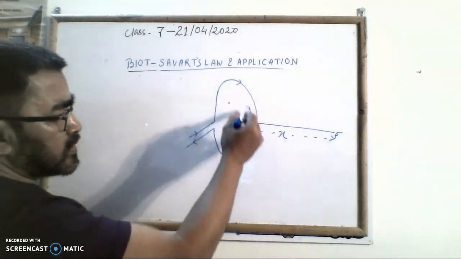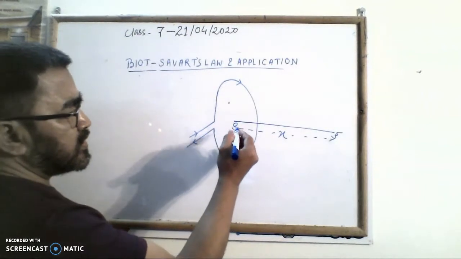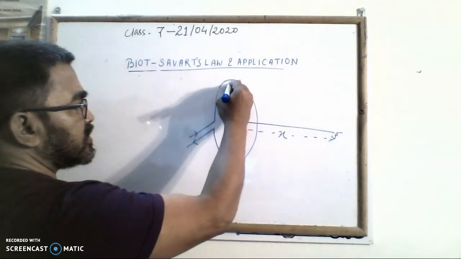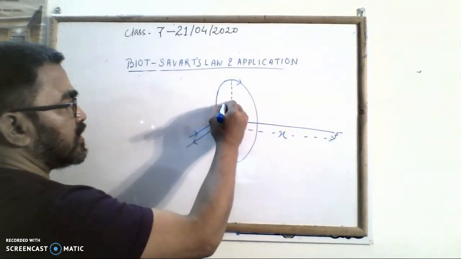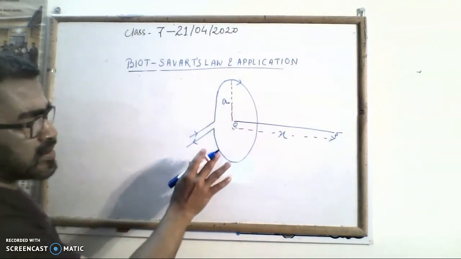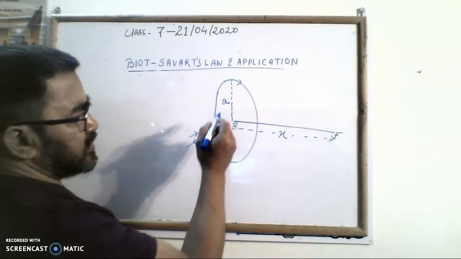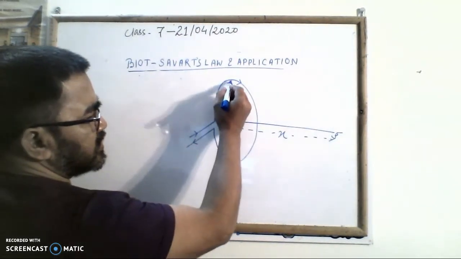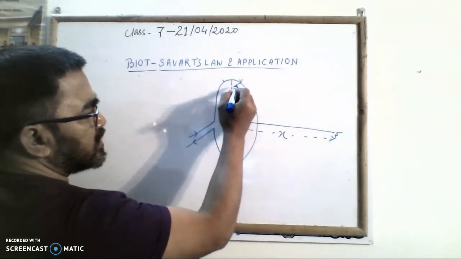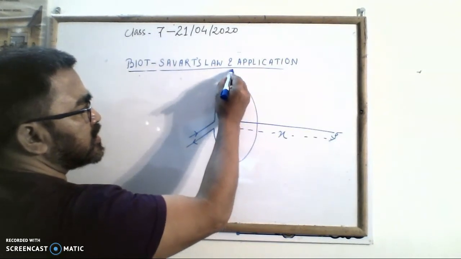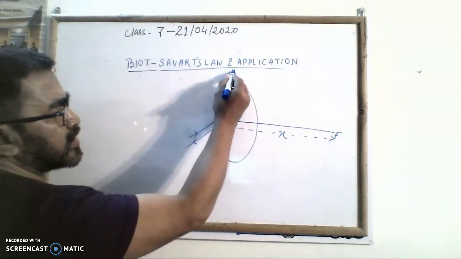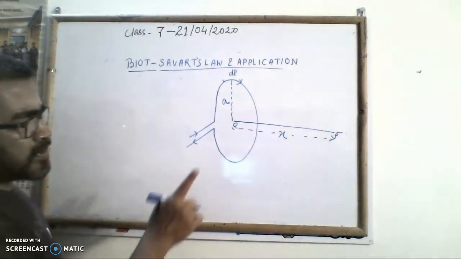we have a circular conductor here. Its radius is say A. The radius of the circular conductor is A, and we are considering a small elemental length dl in the upper side. The topic is very interesting.